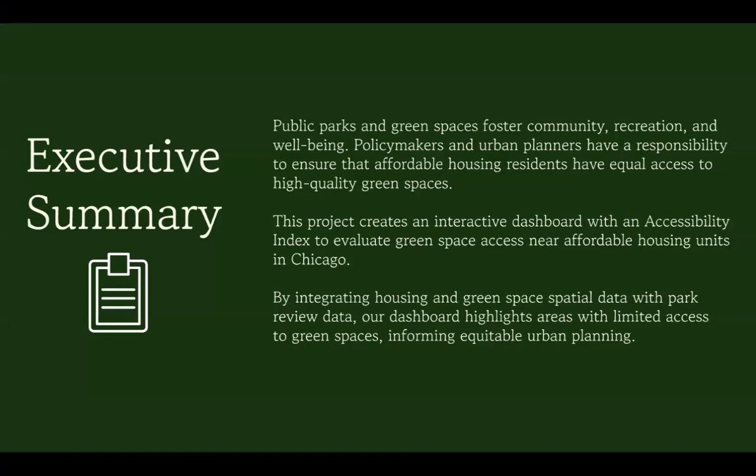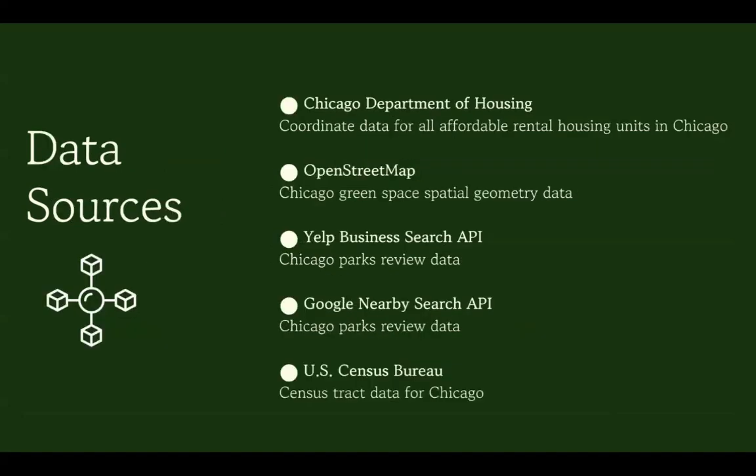Public parks and green spaces foster community, recreation, and well-being, and there is evidence they have an impact on long-term development of neighborhoods. Policymakers and urban planners have a responsibility to ensure that affordable housing residents have equal access to high-quality green spaces. This project creates an interactive dashboard with an accessibility index to evaluate green space access near affordable housing units in Chicago. By integrating housing, green spaces, and census tract spatial data with ratings data, our dashboard highlights areas with limited access to green spaces, informing equitable urban planning.